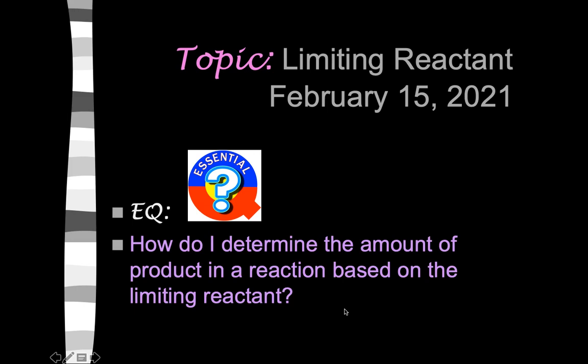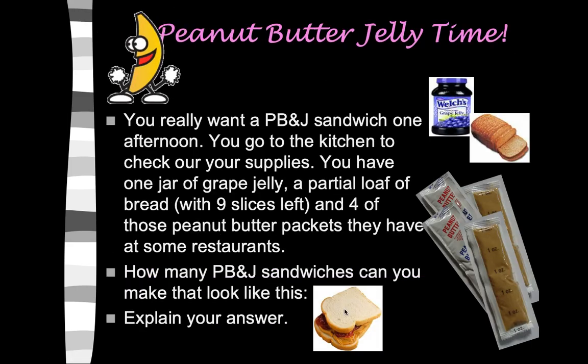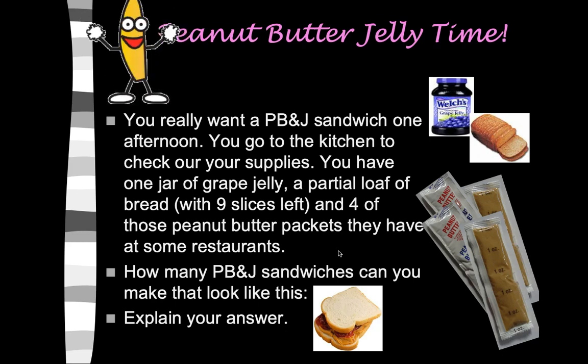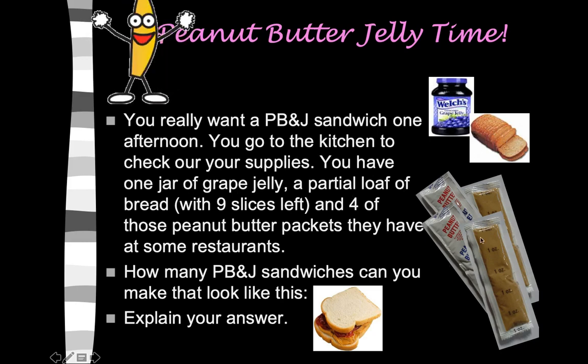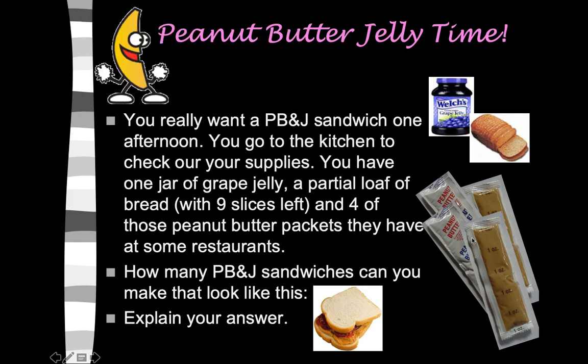To get you thinking about limiting reactant, I want you to do this silly little opener, like a bell ringer kind of. All right, so you go home or you're done with your school and you're already at home, and you really want a PB&J sandwich. So you go to the kitchen and check out your supplies. You have one jar of grape jelly, pretty full, a partial loaf of bread. It's got 9 slices in it. And then 4 of those peanut butter packets that they have at some restaurants or travel places. So if these are your ingredients available to you, how many PB&J sandwiches can you make? They have to have 2 pieces of bread, some jelly, and some peanut butter.